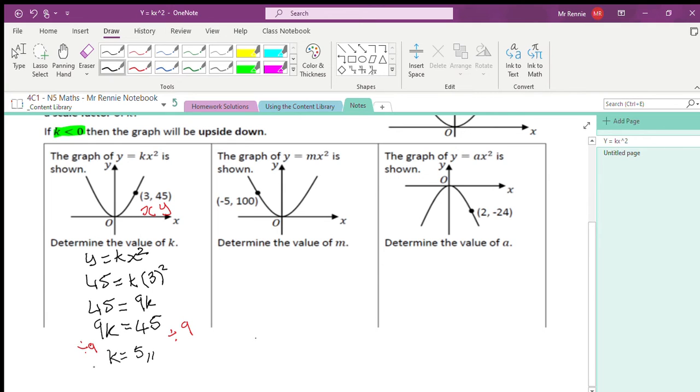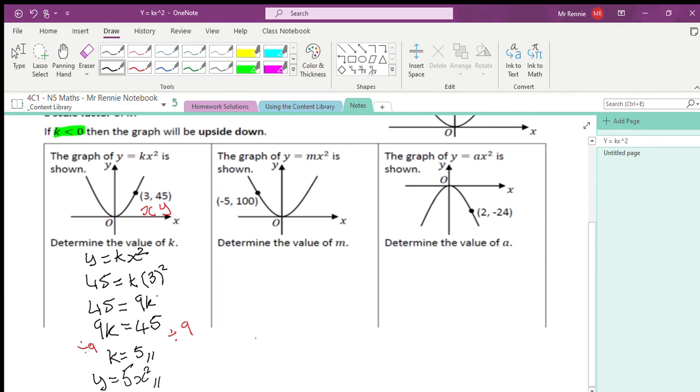Even though we've answered the question and worked out the value of k was 5, I'm going to write down what the equation was. So the equation for this question was in fact y equals 5x squared. Not only have I worked out k, I know what my equation was.